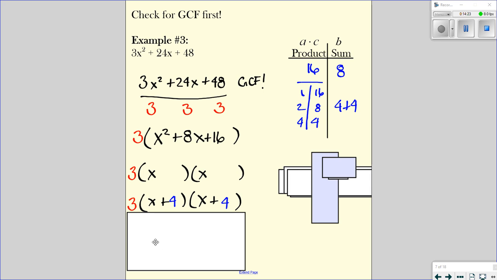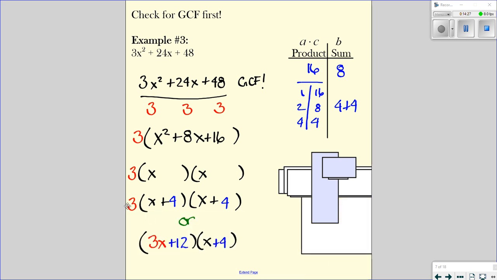You could leave it this way, or you could distribute the 3 to the first term and then get your 3x plus 12 times x plus 4. So if you were to leave it in this form or the other form, I would accept one or the other. It doesn't matter.